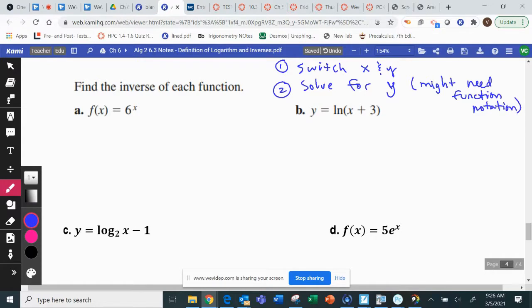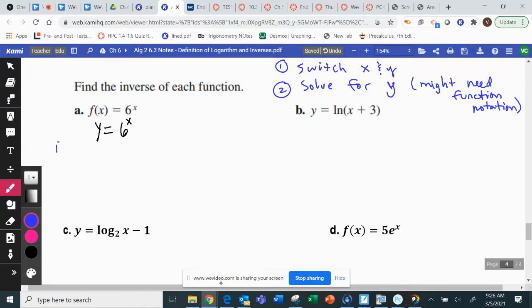We might need function notation. Okay, we did that in chapter 5. Switch x and y, solve for y. So I'm going to do that with question A. Question A is f of x equals 6 to the x. I'm going to rewrite it as y equals 6 to the x so that I have a y there.